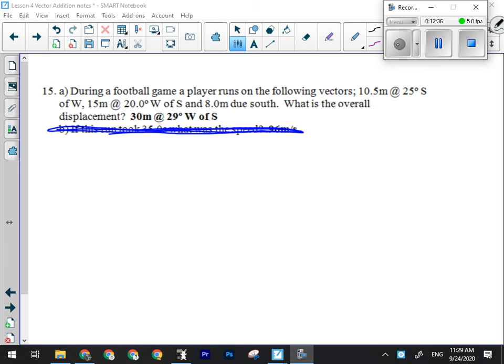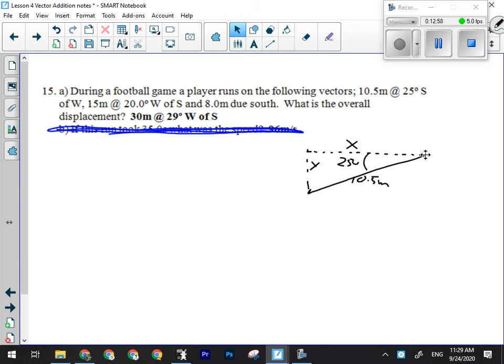So if we're drawing this one tail to head, we have our first one that's 10.5 meters at 25 degrees south of west. I'm going to draw a reference line that's west, and go 25 degrees south of that. So this is my 10.5 meter line. Here's x and here's y. Then I'm going to have another one. This one is 15 meters at 20 degrees west of south, and it's a bit longer. It's 15 meters.